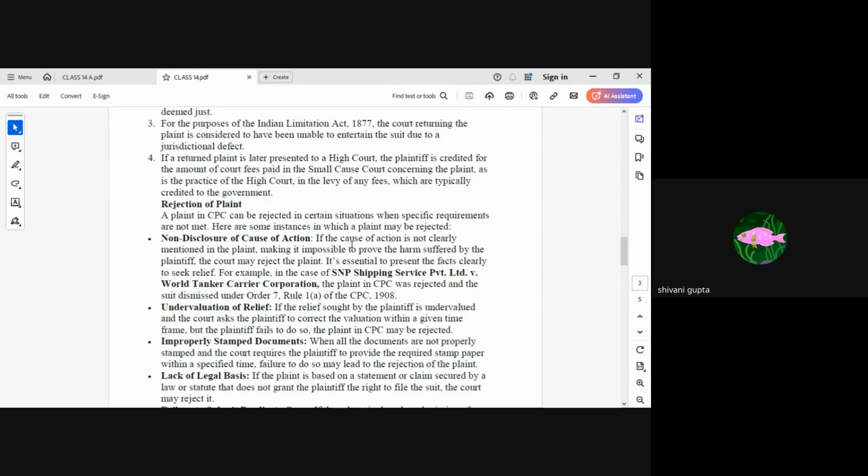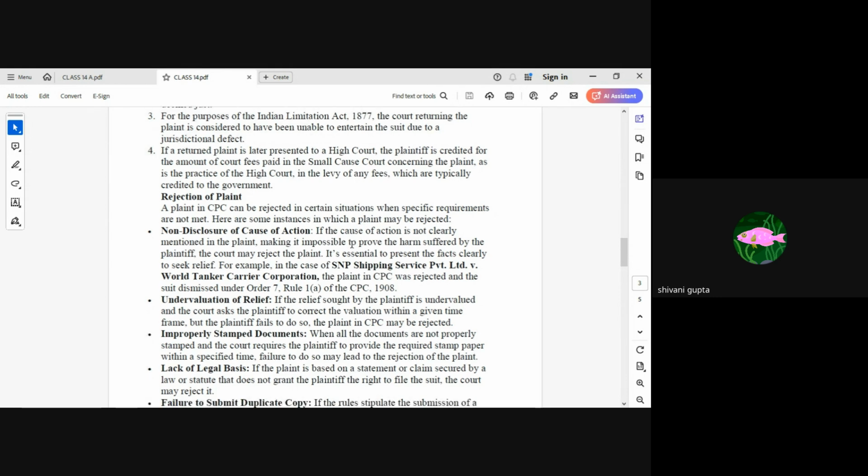But an important part discussed during the drafting of the plaint is the rejection of the plaint. There are certain instances where the plaint may be rejected, and this is very important, because rejection of the plaint holds more relevance than filing of the plaint. Once you file the plaint and it is admitted by the court, only then will your suit go forward for the upcoming trial and so on.